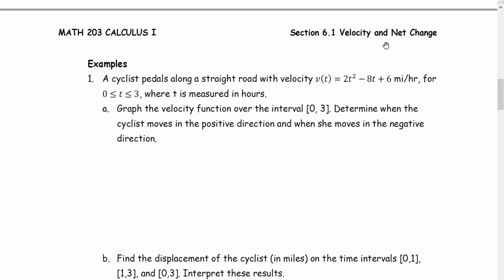The first example: a cyclist pedals along a straight road with velocity v(t) equals 2t squared minus 8t plus 6 miles per hour for t between 0 and 3, where t is measured in hours. Part A, graph the velocity function over the interval 0, 3. Determine when the cyclist moves in the positive direction and when the cyclist moves in the negative direction.